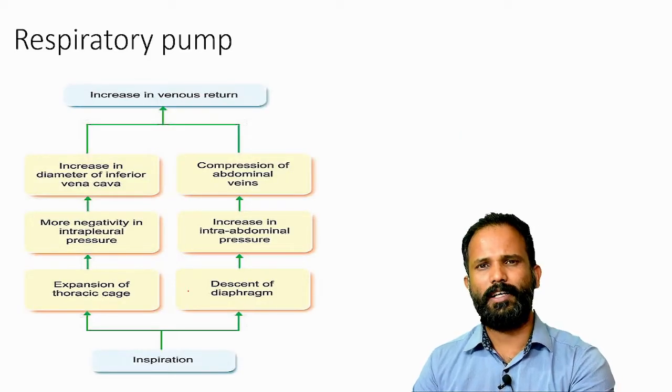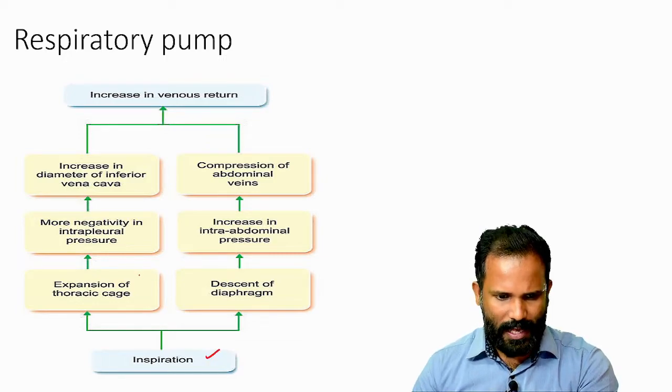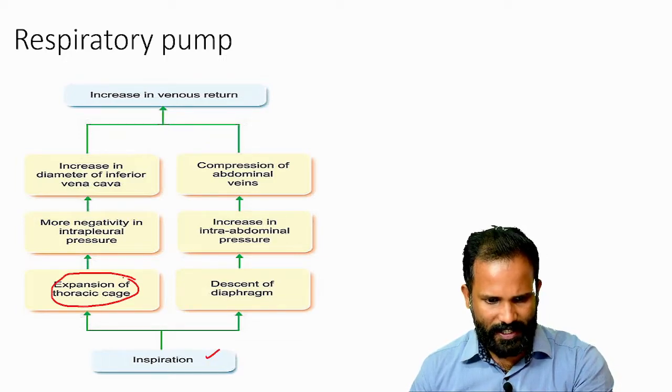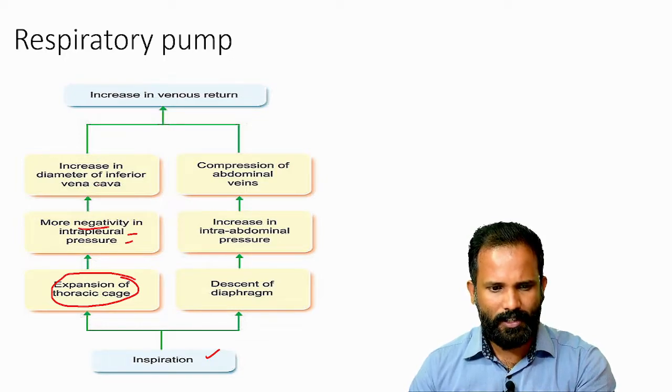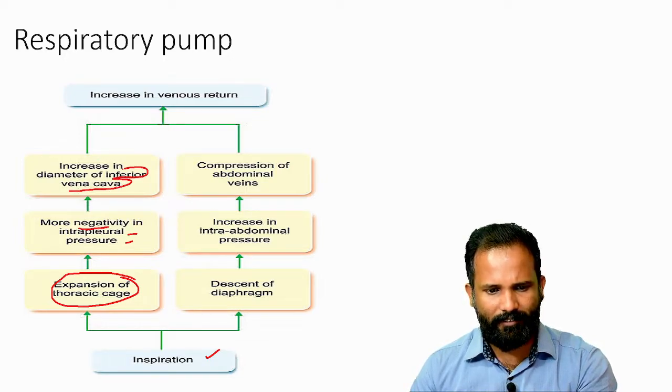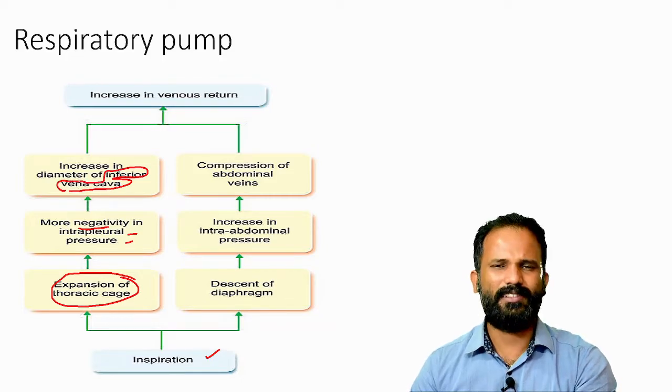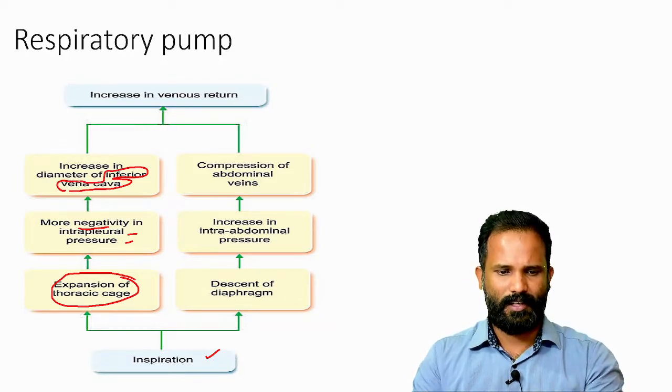And the respiratory pump. During inspiration, what is happening? Expansion of the thoracic cage is occurring, so there is negativity in intrapleural pressure. So the diameter of the inferior vena cava is increased. I can say that it's like a vacuum effect.